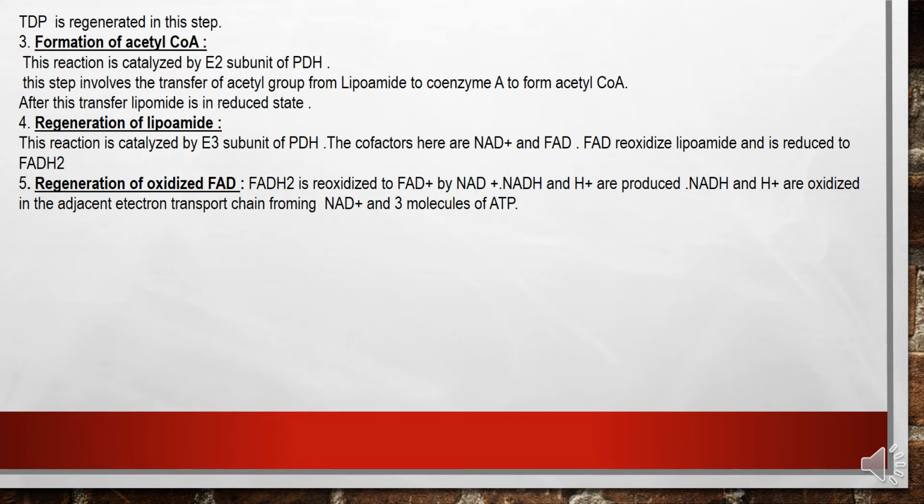TDP is regenerated in this step. Formation of acetyl coenzyme A is the third step. This reaction is catalyzed by the E2 subunit of PDH. This step involves the transfer of the acetyl group from lipoamide to coenzyme A to form acetyl coenzyme A. After this transfer, lipoamide is in a reduced state.